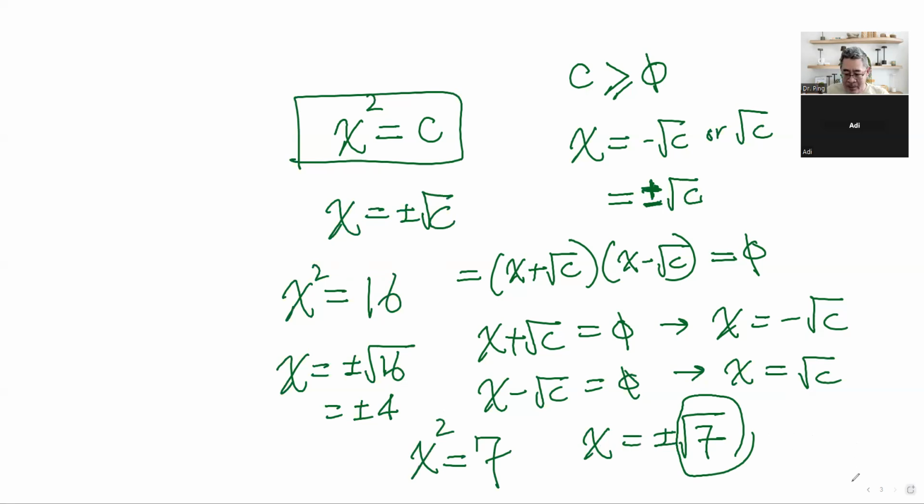Okay, let's see. We give this one: x squared equals 13. What will be our solution here? It'll be negative 3.61 or positive 3.61. Well, actually, what we have here is plus minus square root of 13. Good.